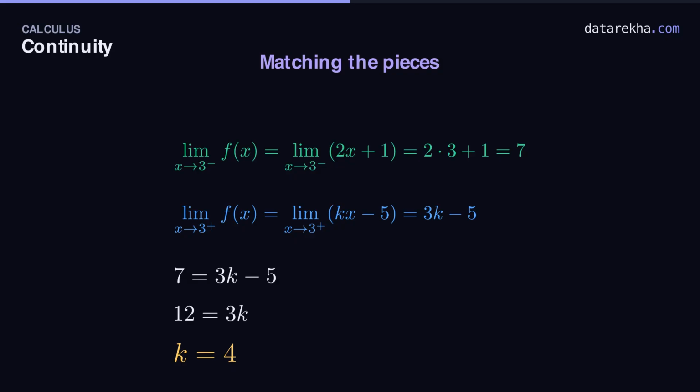7 equals 3k minus 5. Add 5. 12 equals 3k. Divide by 3, k equals 4. That's the value that makes both sides meet.